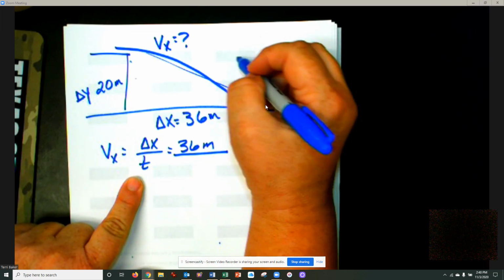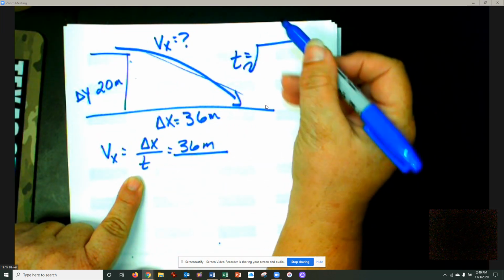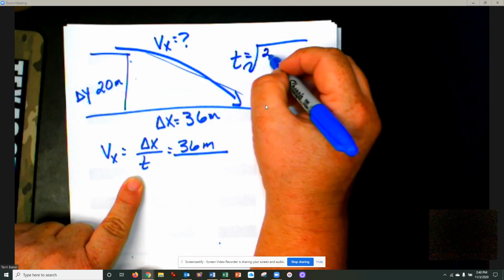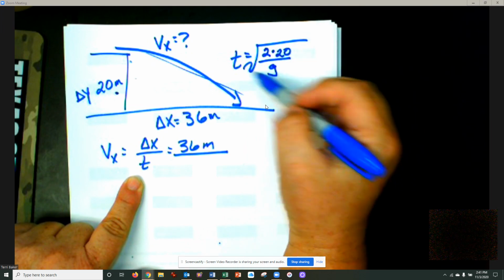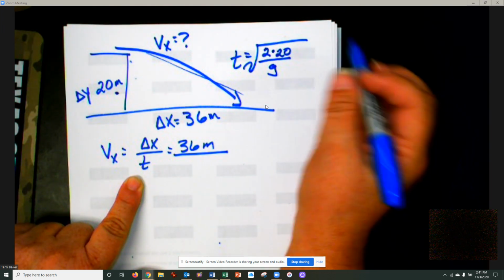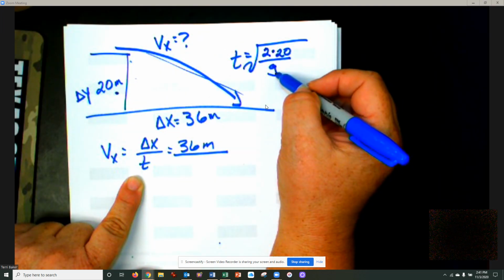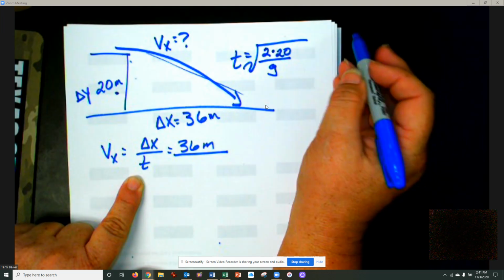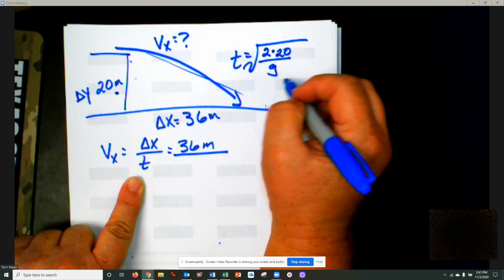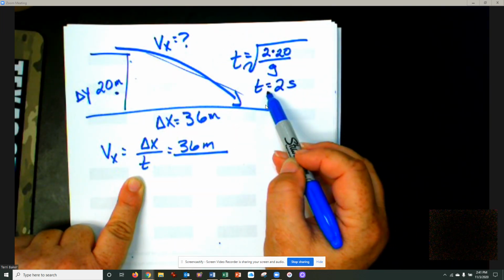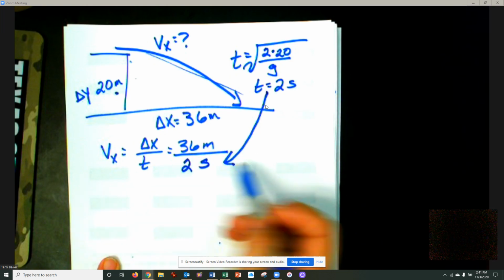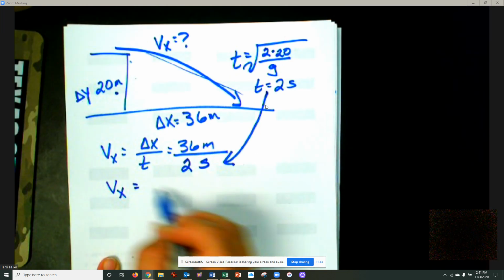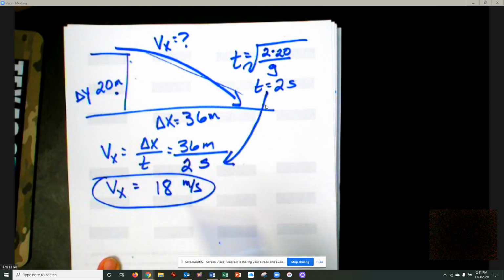What I've been calling the magic time formula is from about 3 chapters back, but time equals 2 times your vertical distance, you know your vertical distance, it's 20, divided by g, and then take the square root of the entire thing. If you punch it in correctly, time is going to be 2 seconds. I'm just going to plug that into the equation here. So 36 divided by 2. So your velocity in the x direction is going to be 18 meters per second. Okay?